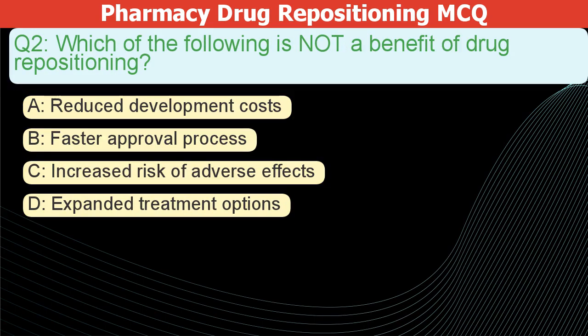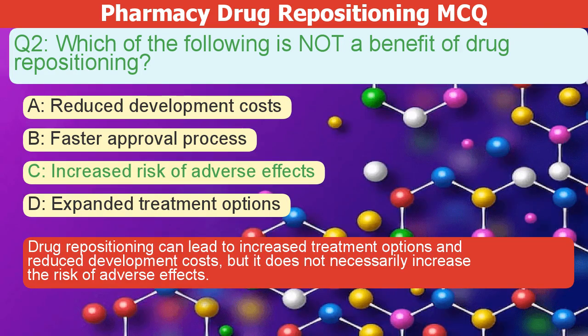Which of the following is not a benefit of drug repositioning? A. Reduced development costs. B. Faster approval process. C. Increased risk of adverse effects. D. Expanded treatment options. The correct answer is C. Drug repositioning can lead to increased treatment options and reduced development costs, but it does not necessarily increase the risk of adverse effects.